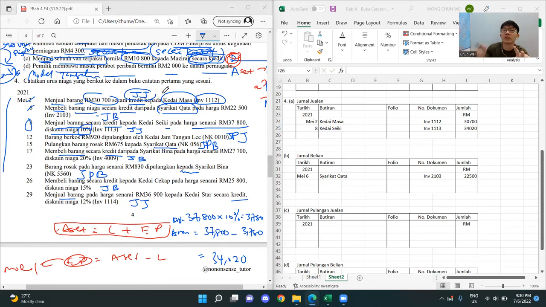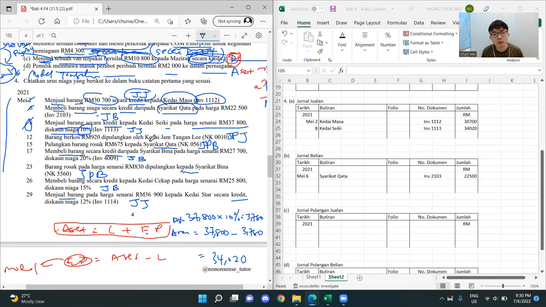So we have to calculate the amount yang perlu dibayar. And what is discount niaga again? Discount niaga adalah untuk menggalakkan pembeli membeli secara banyak. We want them to buy a lot. That's why we give discount niaga. Alright? Okay. So 8 done.